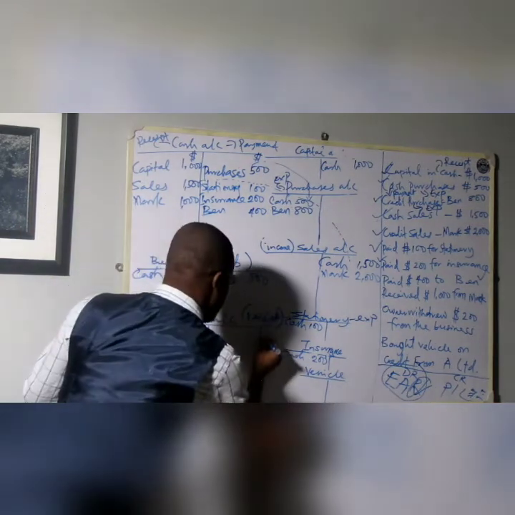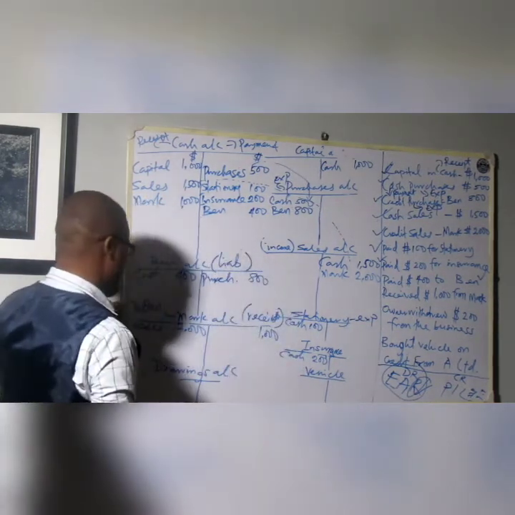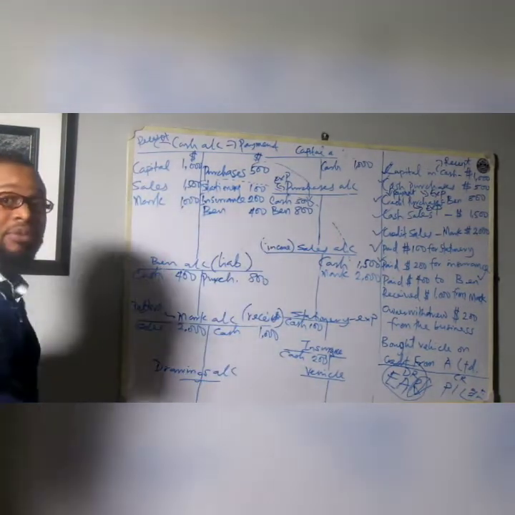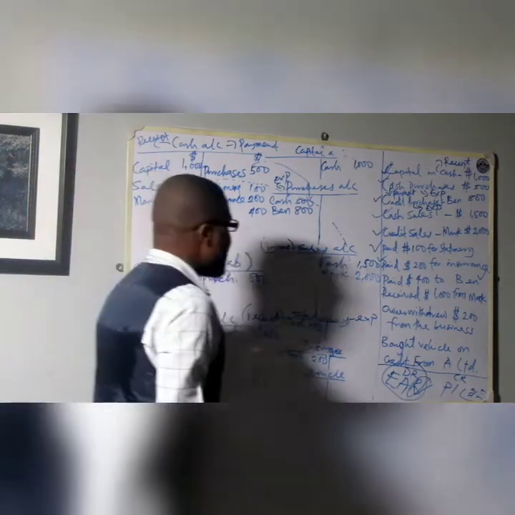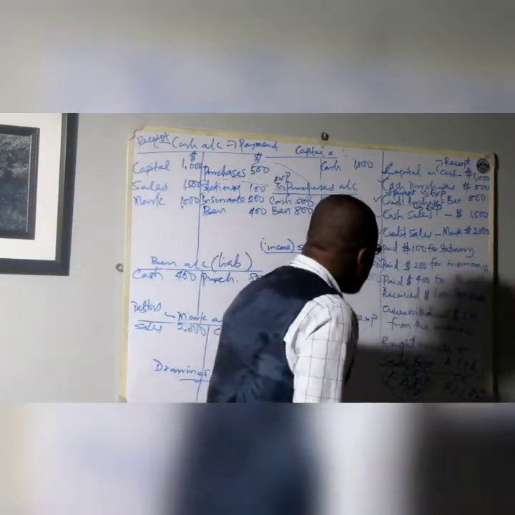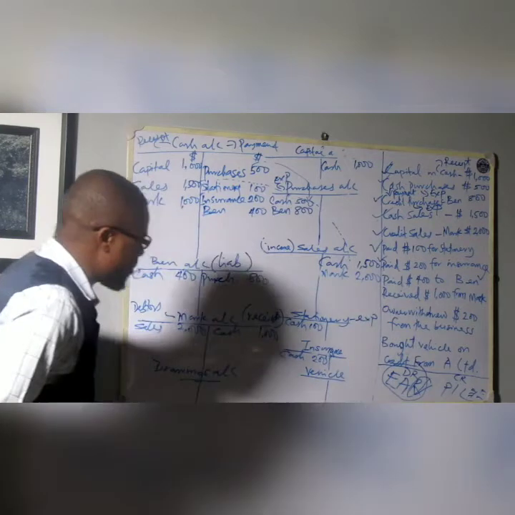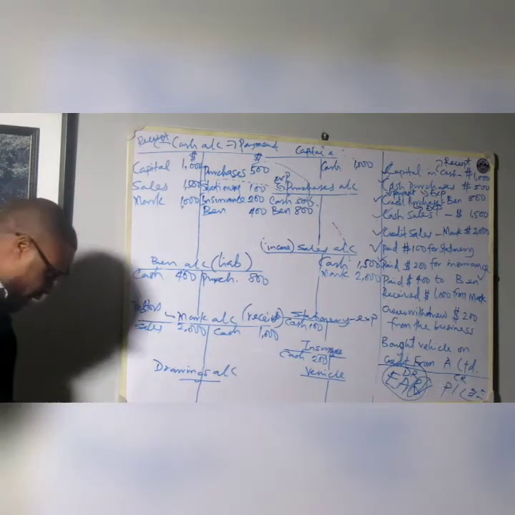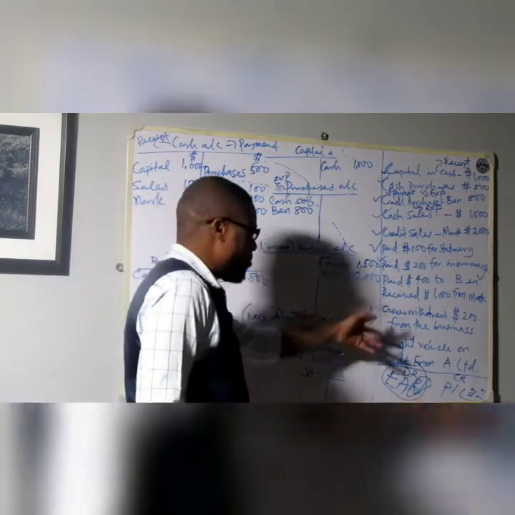So you find Mark's account, $1,000, coming from where? Coming from the cash account. Very simple. Next, owner withdrew $200 from the business. This is one of the heavy things that you have to know.